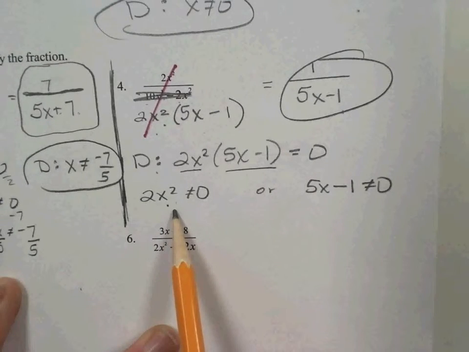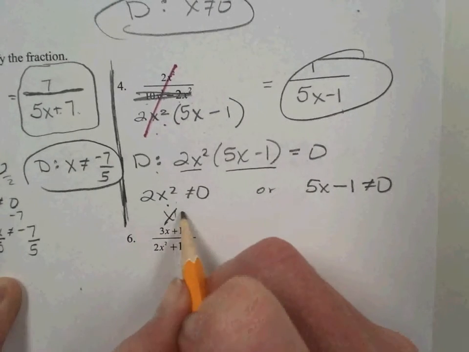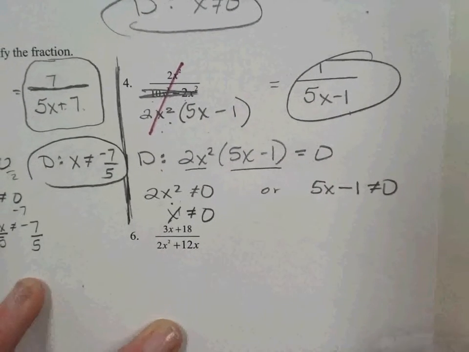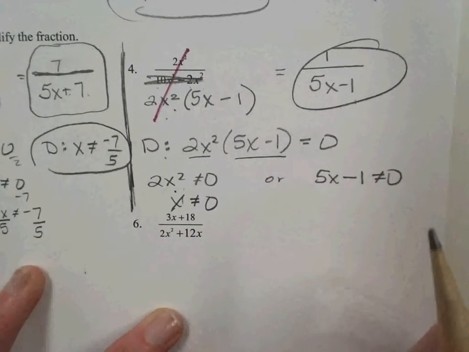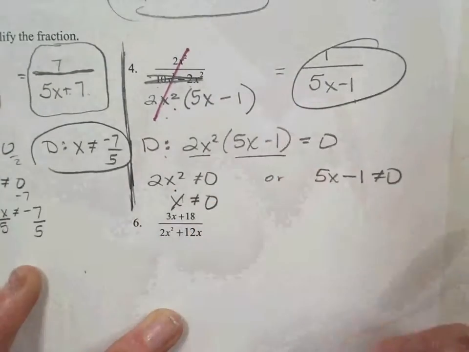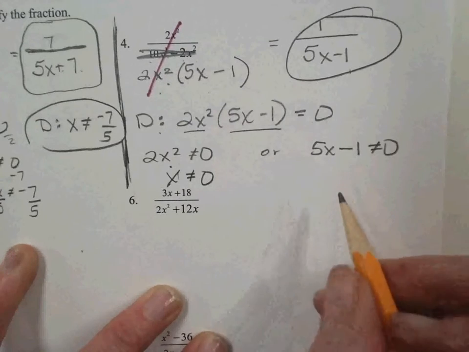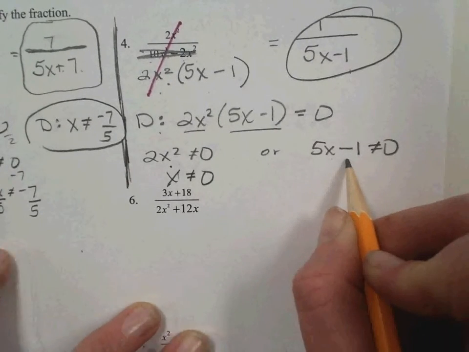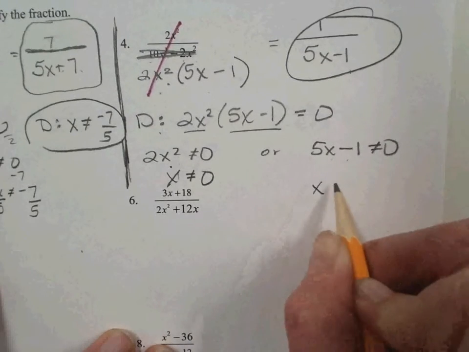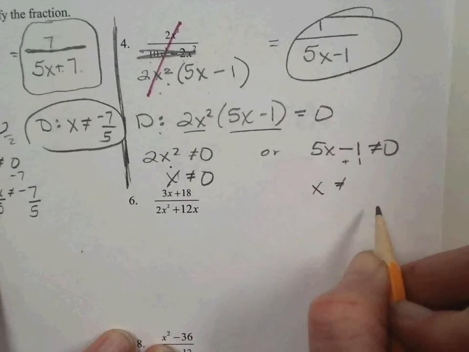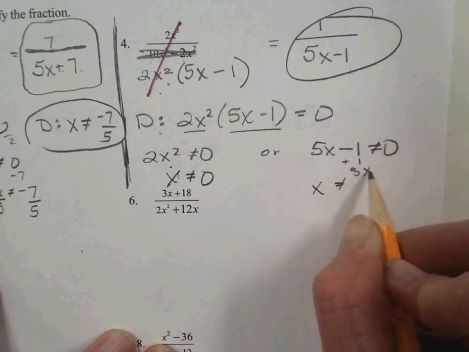What value for x here would make this expression 0? I'm just going to jump to that thought. You could divide both sides by 2 and then square root both sides. But you don't really need to do that if you notice that that's just a monomial set equal to 0. So x equals 0 makes that 0. For this side, you add 1 and divide by 5. So x can't be what? Add 1 to both sides.